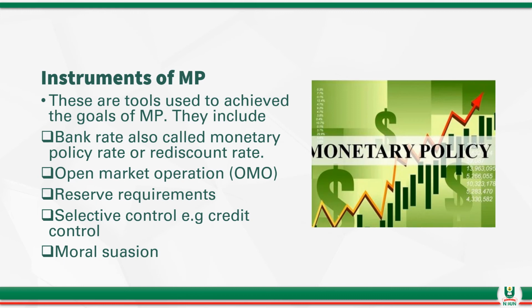So we also have the selective control. This is also called the credit control. It's an instrument used to selectively allocate resources, loan credit, to some favored or productive sections of the economy. And the last instrument here is moral suasion. The moral suasion here simply means advice from the central bank to the deposit money banks to follow in order to achieve the stated objective.